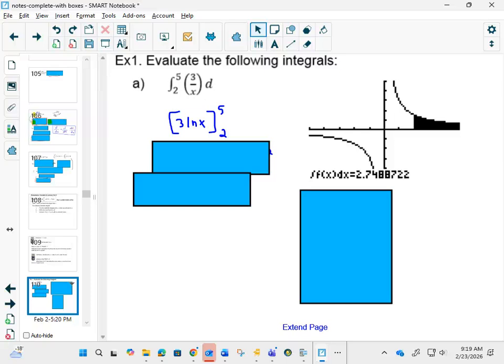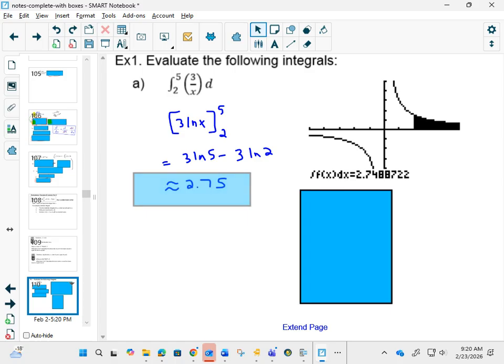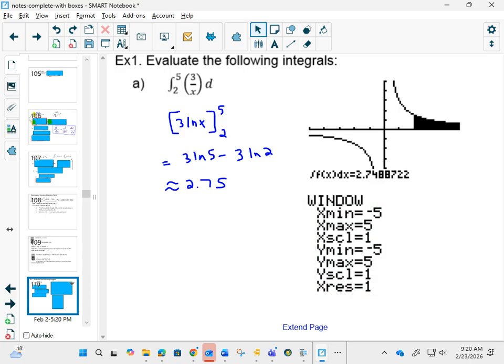Then the fundamental theorem of calculus part 2 says, instead of adding up all those rectangles, all you have to do is plug in 5, subtract, plug in 2, and you get the same answer. I don't have to write that window down, just showing you that I went from -5 to 5.